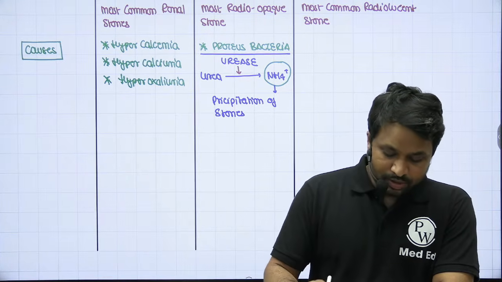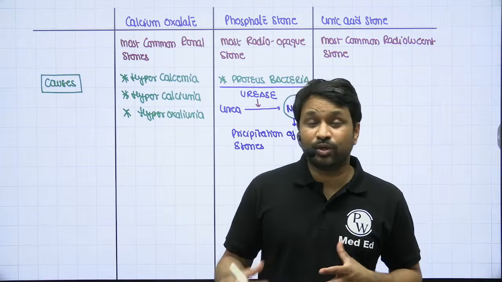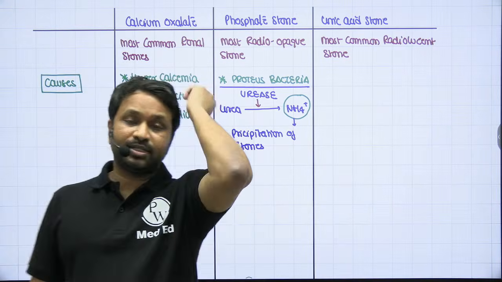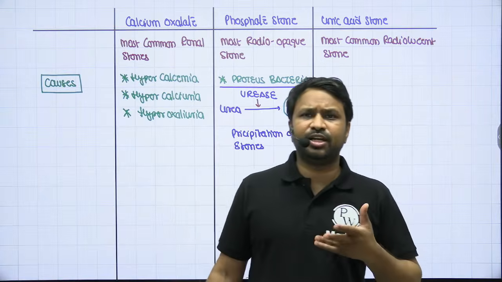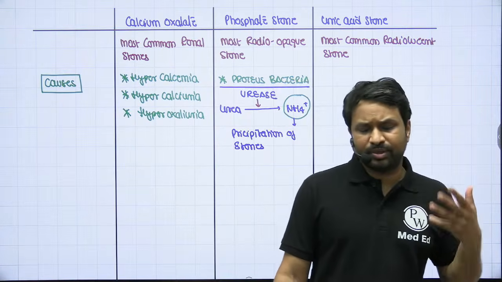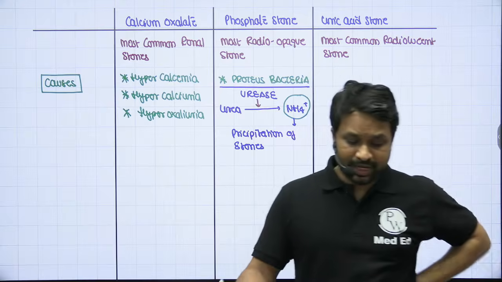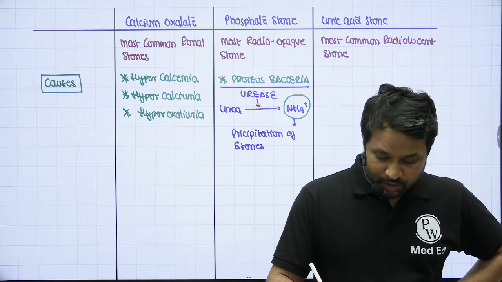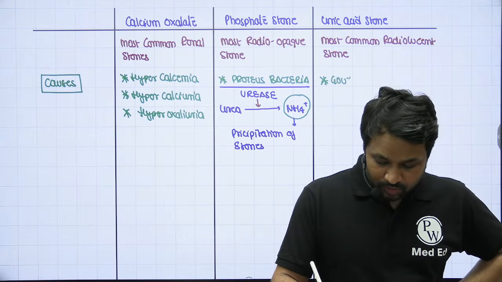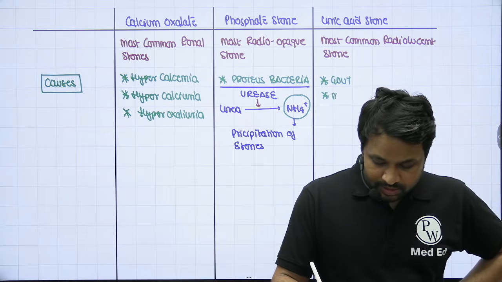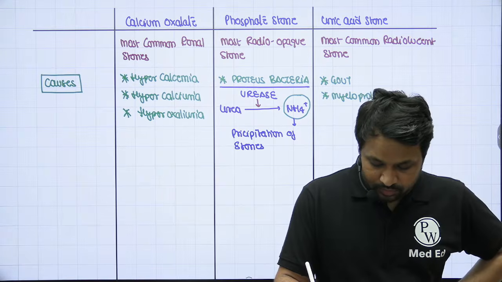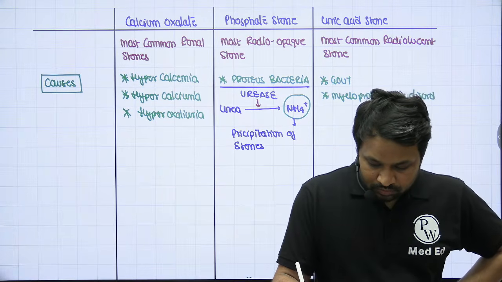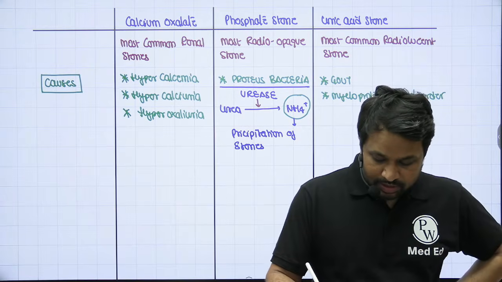Uric acid stones are because of excessive excretion of uric acid in the urine, and uric acid is a byproduct of purine and pyrimidine degradation. That means basically when the DNA disintegration occurs, purines and pyrimidines get broken down, and you will have the development of uric acid, right? Now what are the conditions where you have this? Number one, it is seen in gout. Number two, it is seen in all your myeloproliferative disorders.